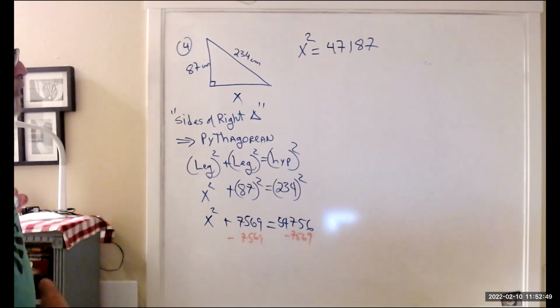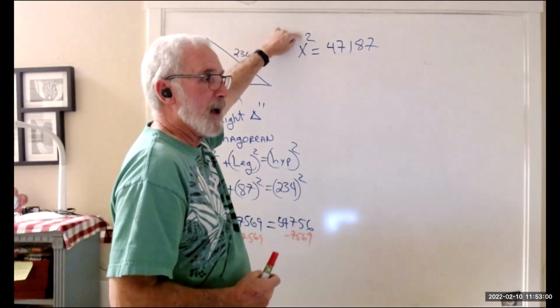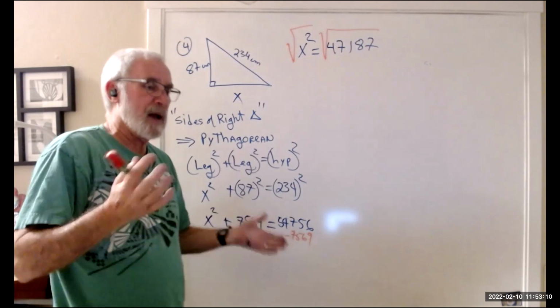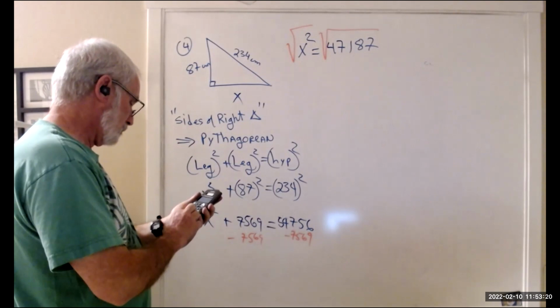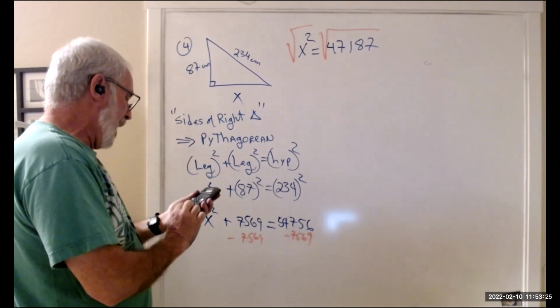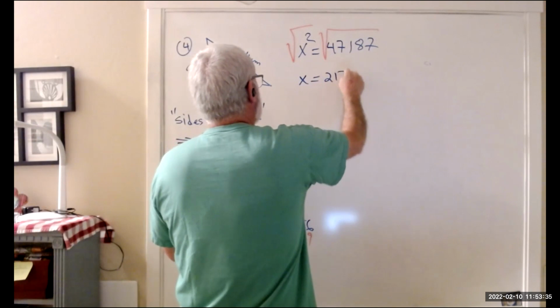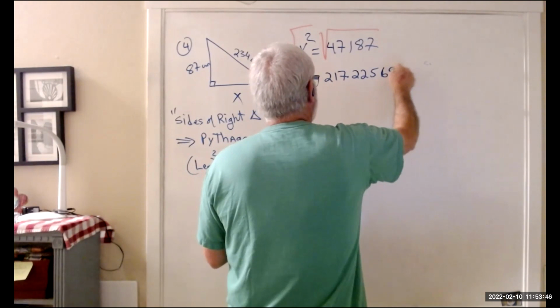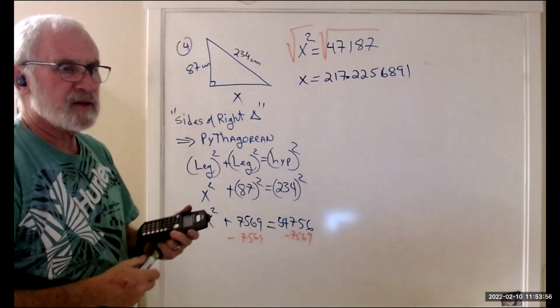So now we're down to that new idea. I've got x squared equals something. The only thing that gets rid of the square power is a square root. That's the only thing that does it. Square root of both sides. Again, we're back to that balance. If I square root one side, I have to square root the other. So now I got to go to my calculator and do that. Here we go. So I get x is 217.2256891. Did everybody find the square root button on your calculator?